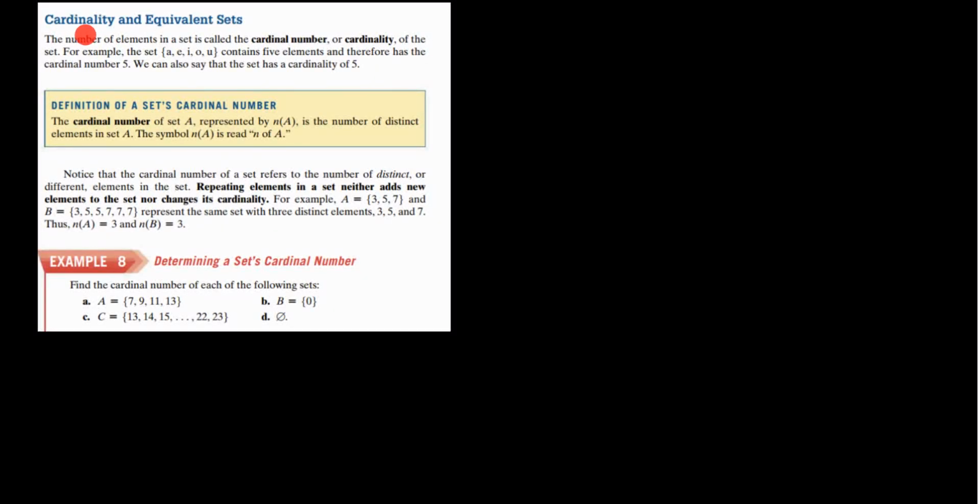So the cardinality in equivalent sets. The number of elements in a set is called the cardinal number or cardinality of the set. For example, the set AEIOU contains 5 elements and therefore has a cardinal number 5. We can also say that the set has a cardinality of 5. Okay, so the definition of a set's cardinal number.